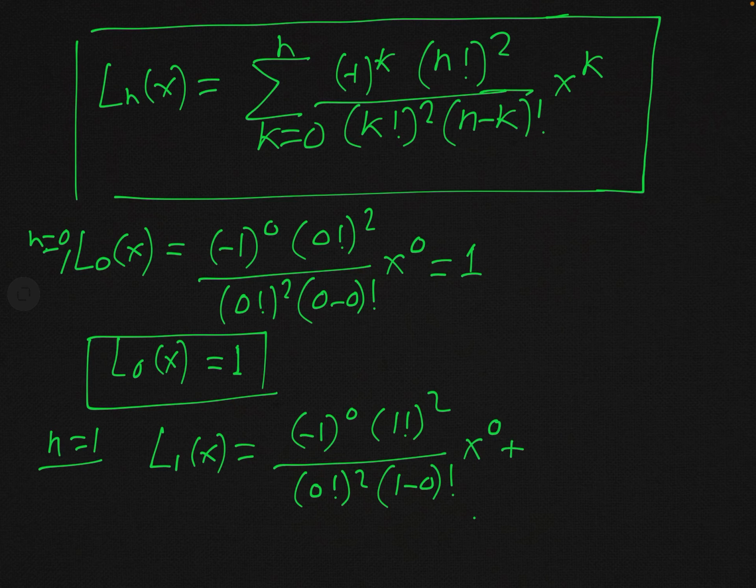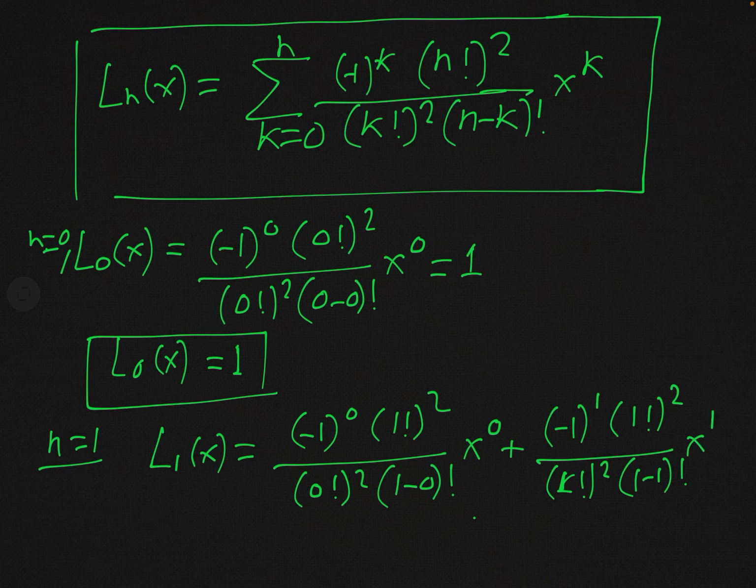Now the second term, that is for the upper limit of summation, we will take k equal to 1. So for k equal to 1, what will be the term? This will be minus 1 raised to the power 1, n factorial square. N is here 1, so this is 1 factorial square over k factorial square. K is also 1 now, so this is 1 factorial square, and n minus k, this is 1 minus 1 factorial, and x raised to the power k.